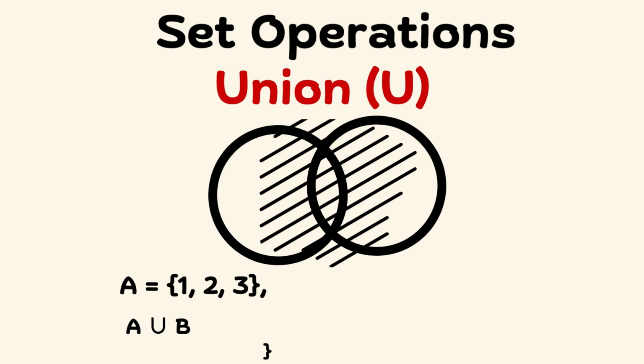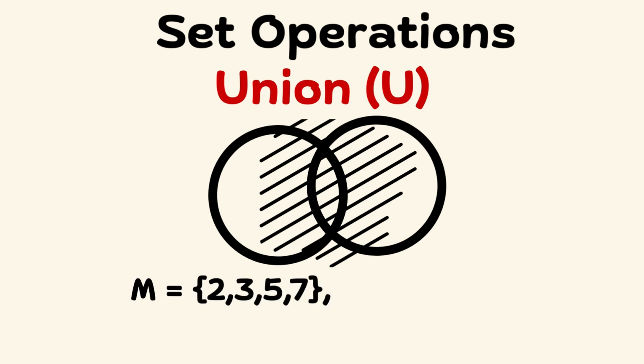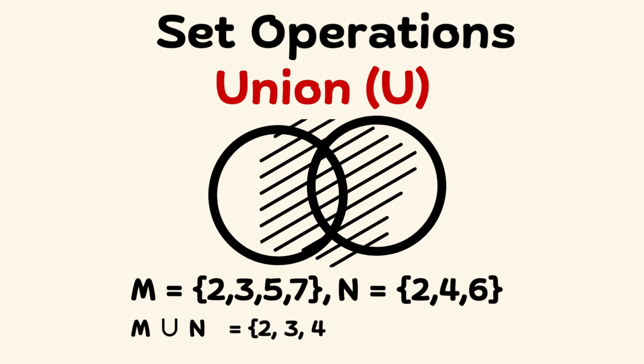And if we have, for example, set M and set N, where set M is equal to 2, 3, 5, and 7, and set N is equal to 2, 4, and 6, the union of set M and N would be 2, 3, 4, 5, 6, and 7.